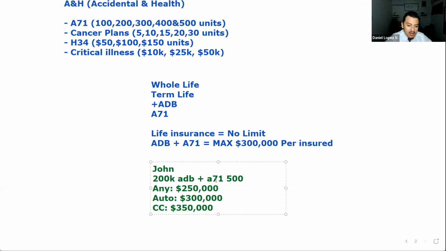Now, the only way you can max out the ADB, let's say I do max out 871 500 unit. If I give him 500 unit, I have to drop this to 150. Because if I drop it to 150, this becomes 200, this becomes 250, this becomes 300. And that's where we cannot pass. So we're good. Or if I really want to give him 200,000 of ADB, then I have to drop down the 871. Okay. So you guys understand now?